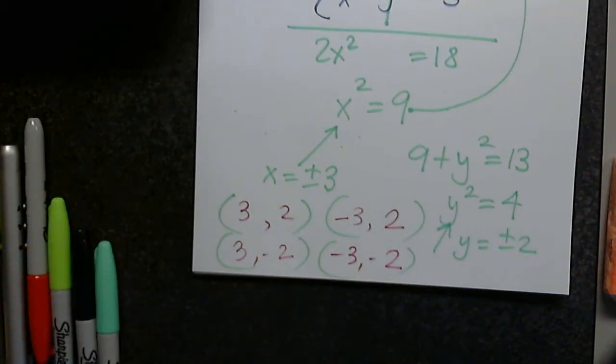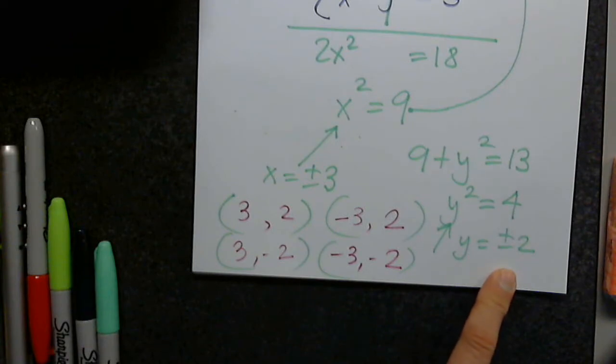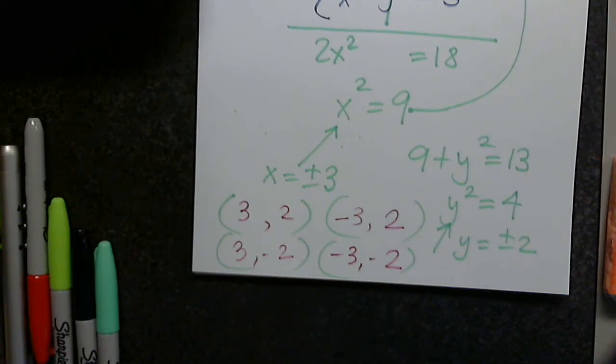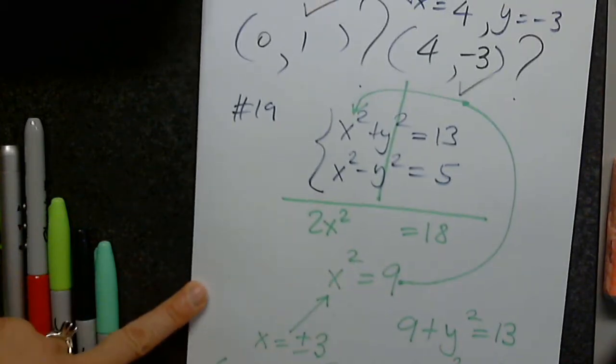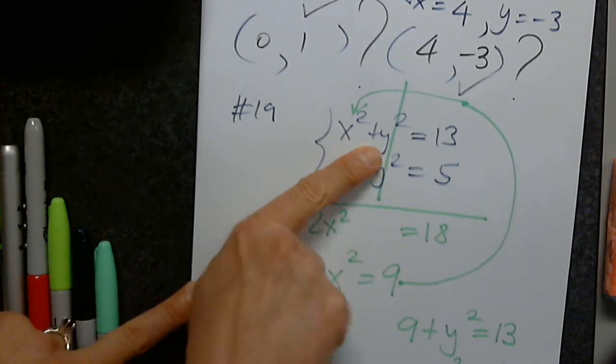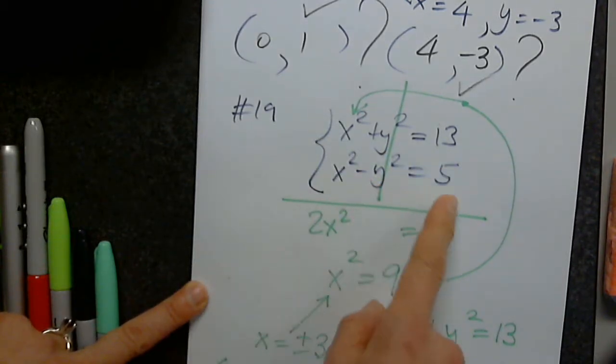So when x is positive 3, these are the 2 options for y. When x is negative 3, these are the 2 options for y. It turns out that this system has 4 possible solutions. Okay, you can say, wait a minute, you haven't checked. Let's go back and check. So I'll check directly x squared: 9 plus 4, 13. 9 minus 4, 5.